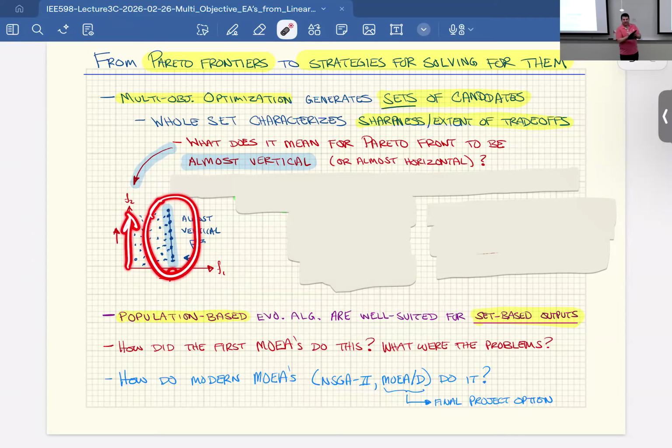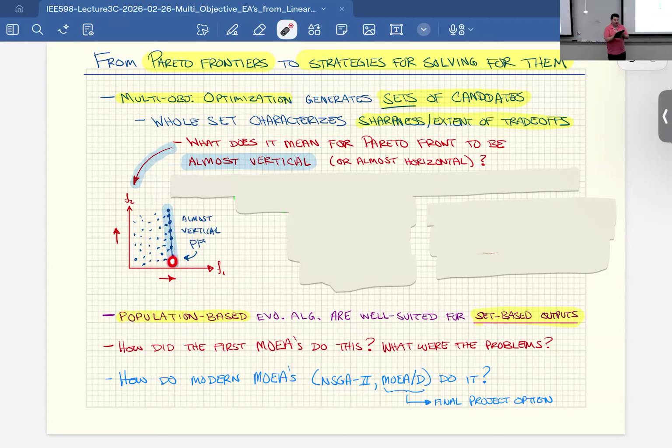So knowing that this is almost vertical better informs me that maybe I shouldn't focus too much on a design that's out here, because the design that's up here doesn't really give me a lot of penalty in F1, but is a huge benefit in F2. And so seeing all of these designs together helps you make better sense of that.